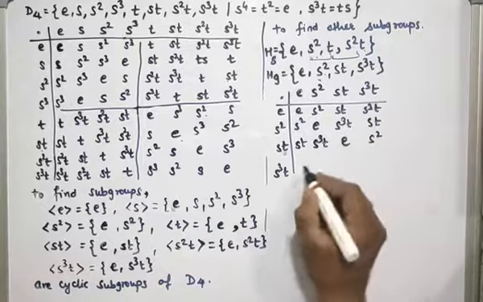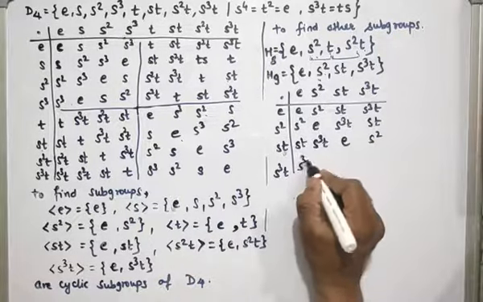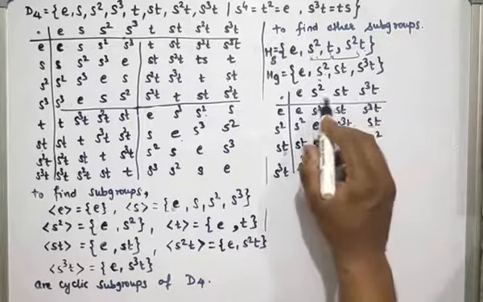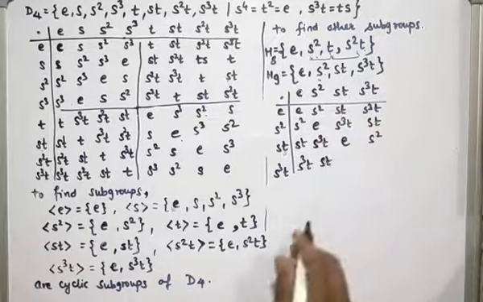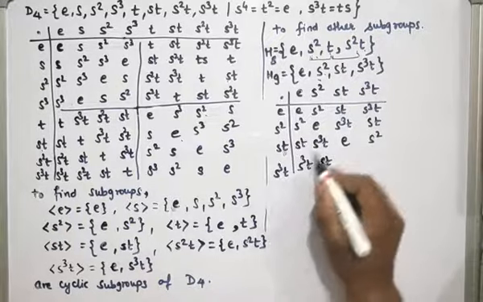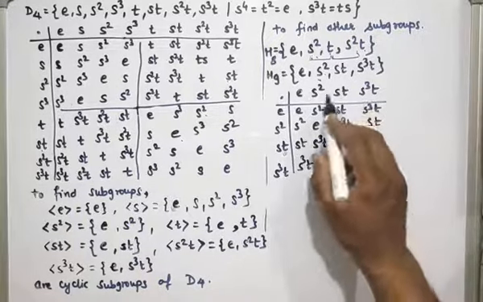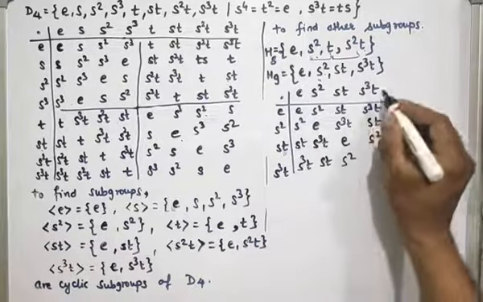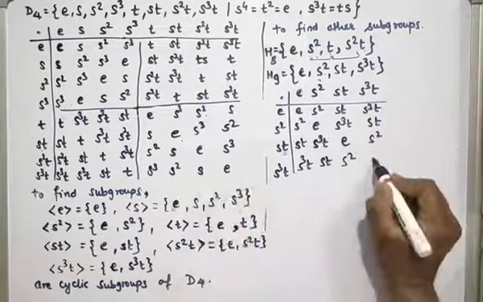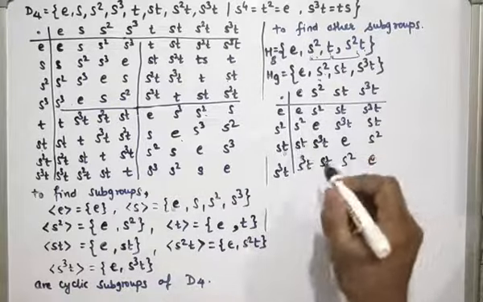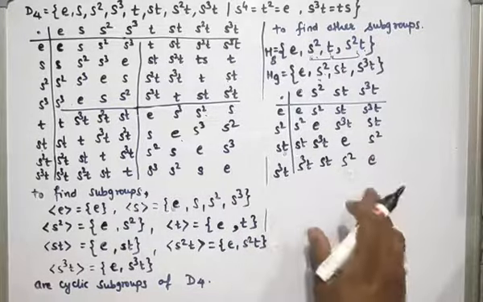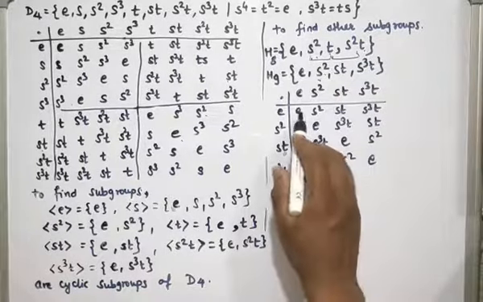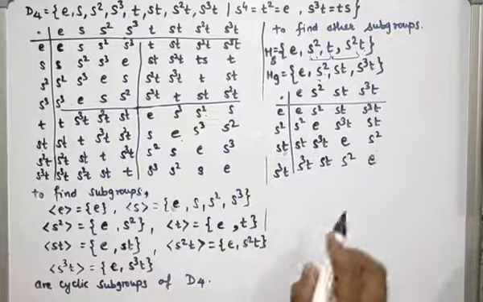So here identity. Now S cube T into identity is S cube T, S cube T into S square is the third element ST, and S cube T into ST is S square. Next, S cube T into S cube T is identity. So every entry in the composition table is again from H9, and there is an identity element.